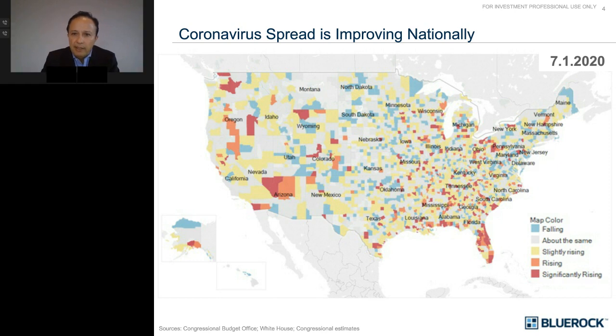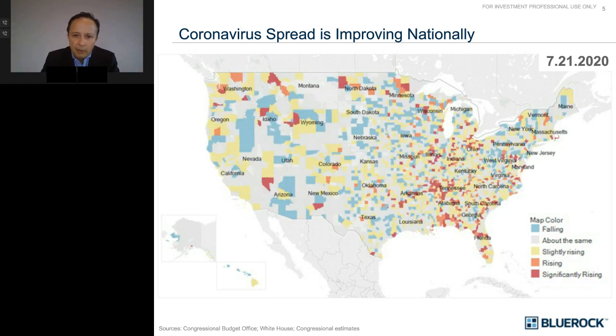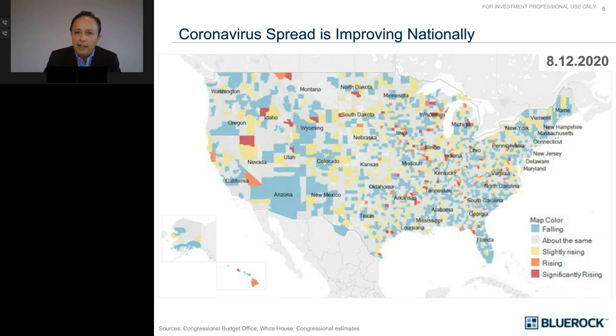This is 3 weeks later, 7/21. You can see that it's moved around a bit. You see a lot more blue on this chart, which is good. And then 3 weeks later, which is yesterday, you see a lot more blue and gray, a lot less dark red, some orange, some yellow still.